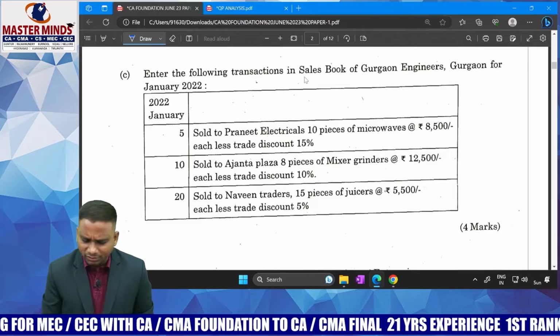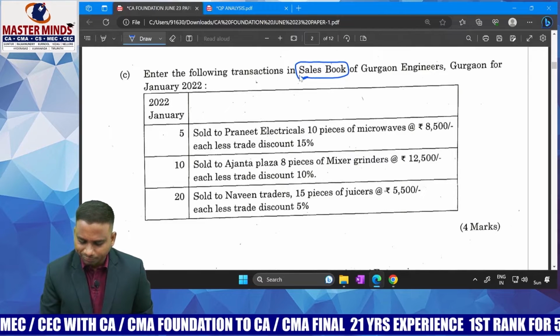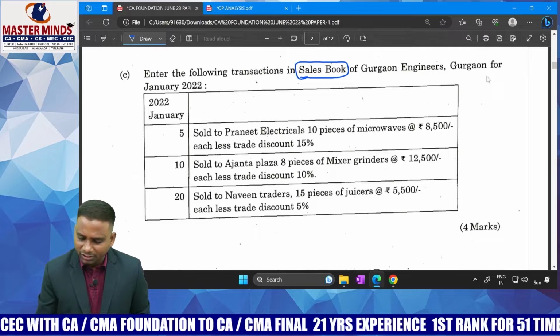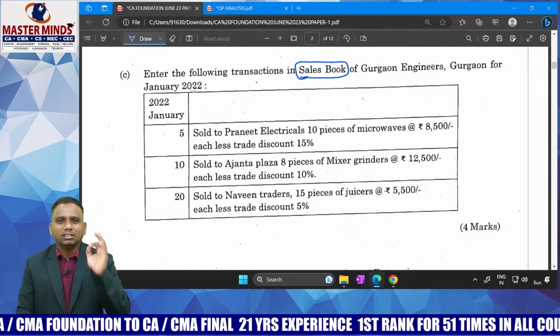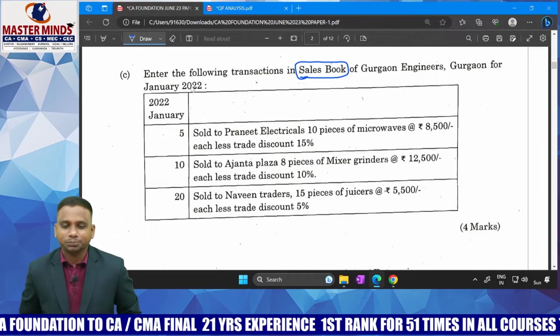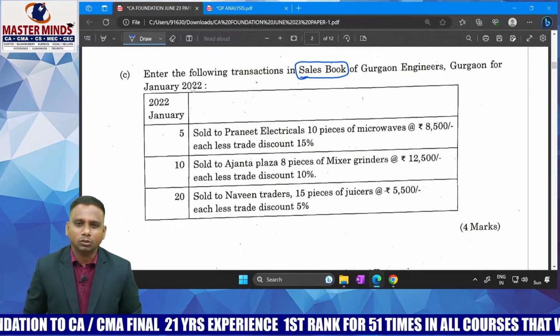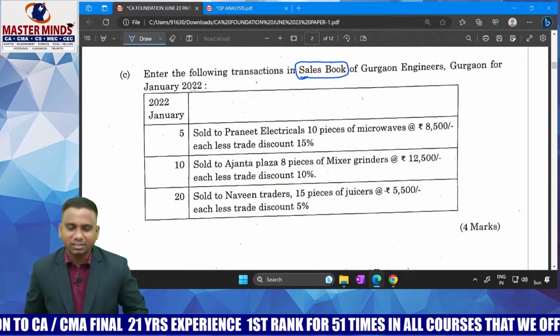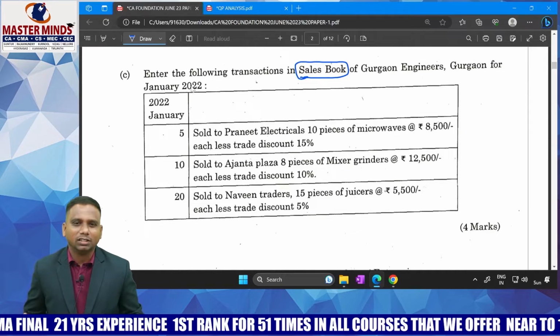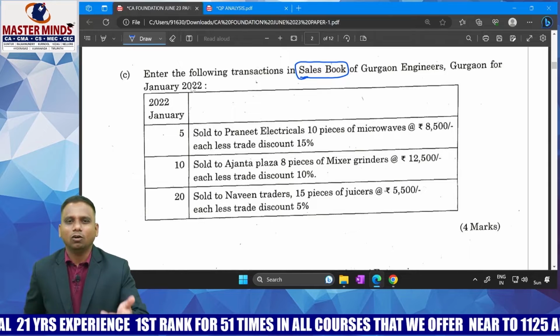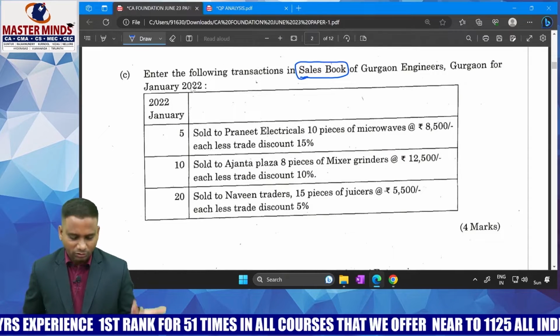Enter the following transactions in the sales book of Gurgaon Engineers, Gurgaon for January 2022. This is a question from subsidiary books, and out of the subsidiary books, the sales book. Look at only 3 transactions. If it is a credit transaction, enter it into the sales book, otherwise leave it. That means credit sale of goods, otherwise leave the transaction.